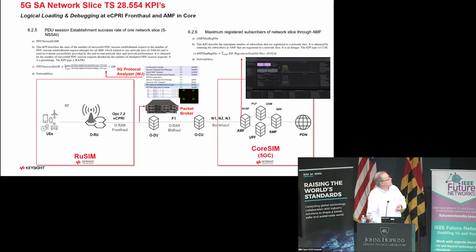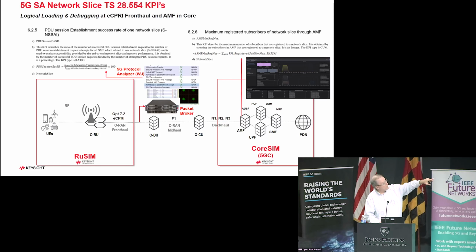Okay, and now real quick, let's look at network slicing. In this case, we're looking at network slicing metrics per the TS 28.554 KPIs. What we're showing here is that we can use a combination of that same protocol analyzer at fronthaul to look at the PDU session establishment success rates. Now, you might wonder why not just use stats from the DU and the CU here? Well, the reason is what I showed in the very first slide. You can look at other metrics that correlate with that if you use the protocol analyzer.